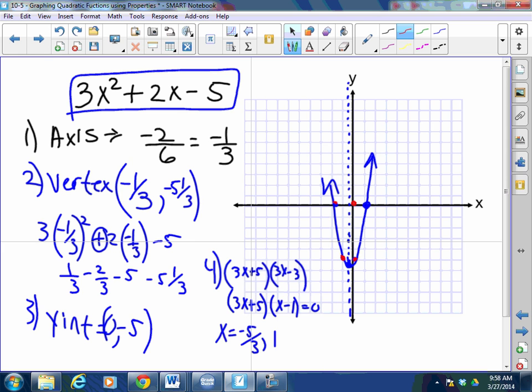If the A was negative, it'd be pointing downwards. No. The question was, can I factor out a negative from the beginning? Absolutely not. If you factor out a negative from the beginning, what happens? It's going to be pointing upwards.